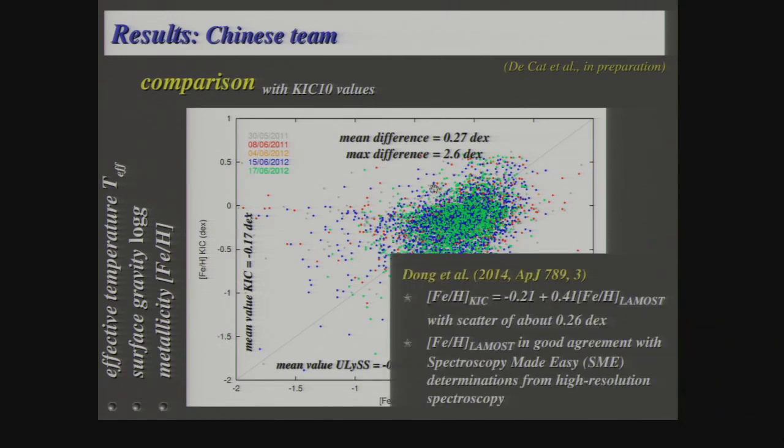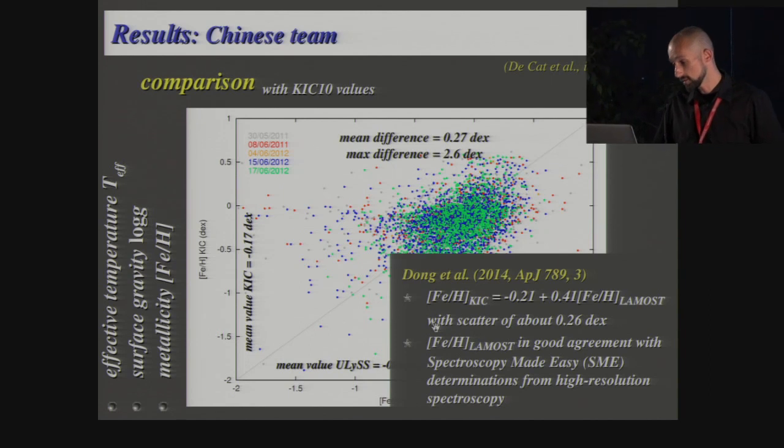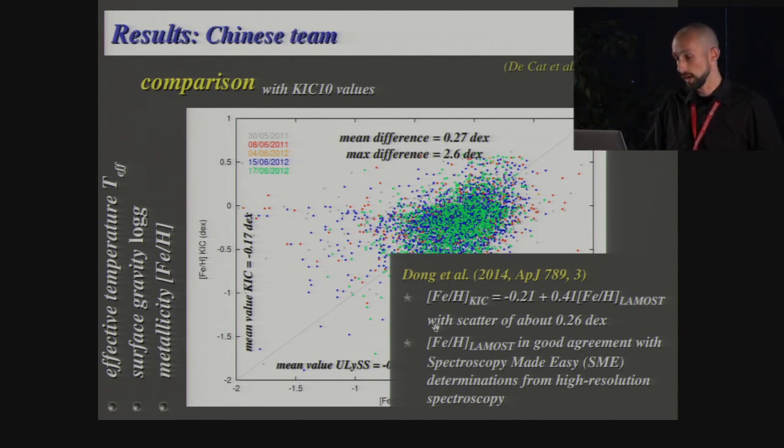I should also mention that Subodong et al. used also LAMOST observations with the more recent version of the reductions. And they found an expression to convert from LAMOST metallicity to Geek metallicity with an inclination and a non-zero offset. And the scatter around this formula is about 0.26 dex. And they also showed that LAMOST metallicities are in good agreement to those that were determined from high resolution spectroscopy with the spectroscopy made easy method.